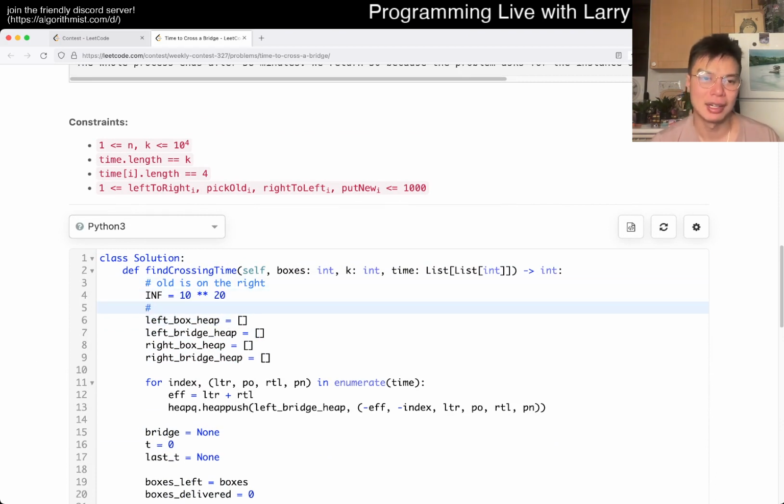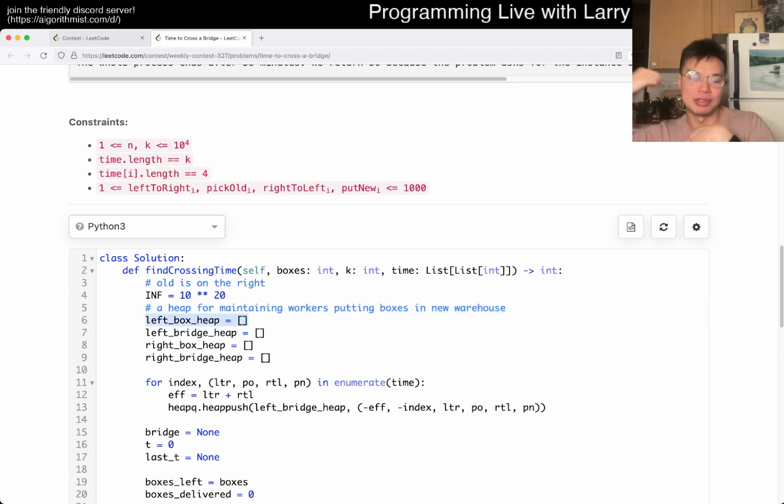This means that a heap for maintaining workers, putting new boxes, I guess, putting boxes in new warehouse, right? And the way that I use it is that basically, if a worker just got off the bridge, they go on this heap, so then in the future when they're done we could take it out of the heap, right?